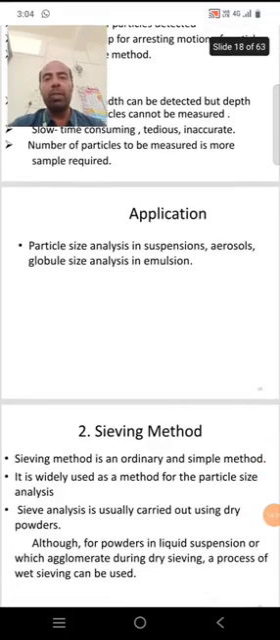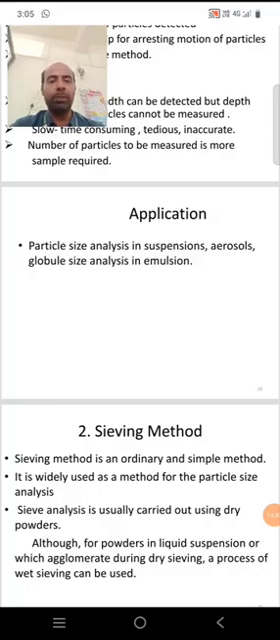Most important applications of optical microscopy: particle size analysis in suspensions, aerosols, globule size analysis in emulsions. That is the applications.